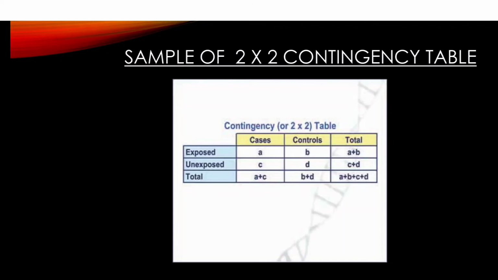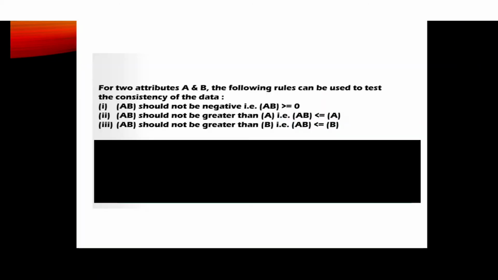Here in this slide, we can see the sample of a 2 by 2 contingency table. For two attributes A and B, the following rules can be used to test the consistency of data. First, AB should not be negative, that is, AB is greater than or equal to 0. Second, AB should not be greater than A, that is, AB is less than or equal to A. Third, AB should not be greater than B, that is, AB is less than or equal to B.